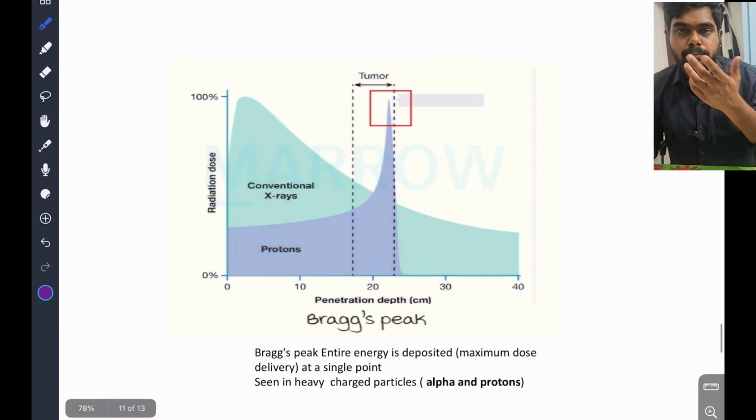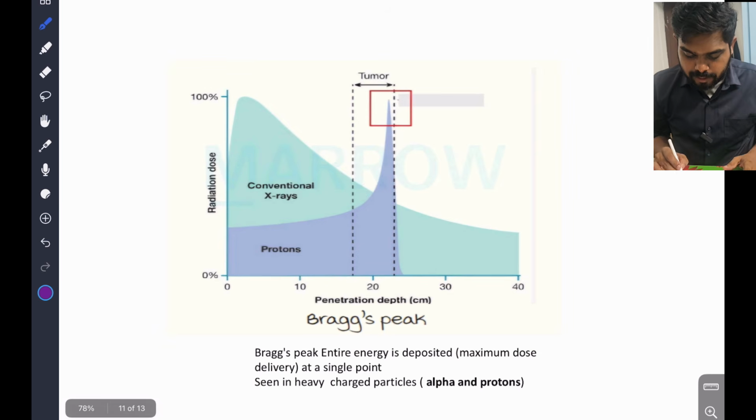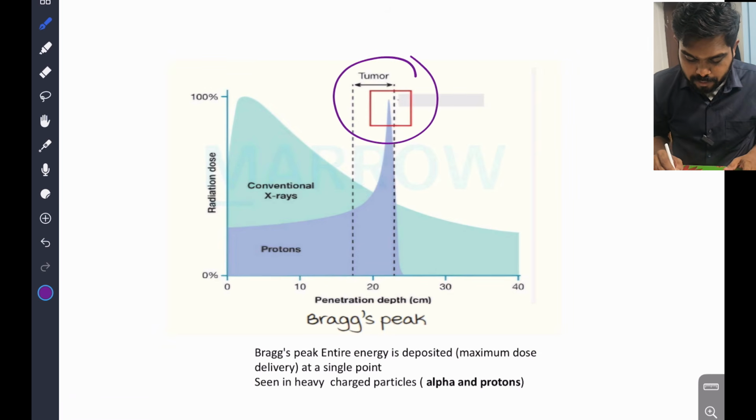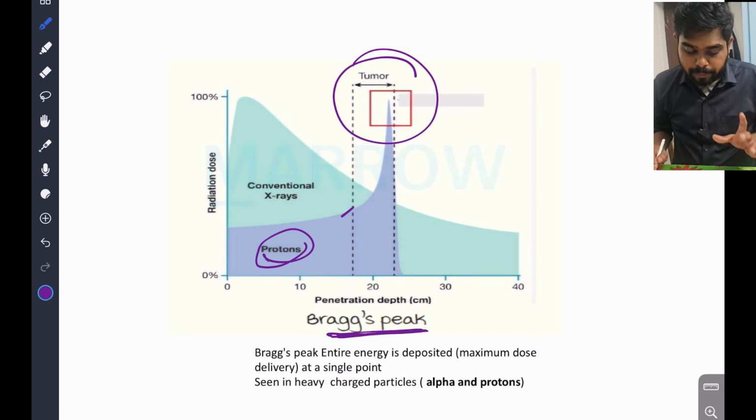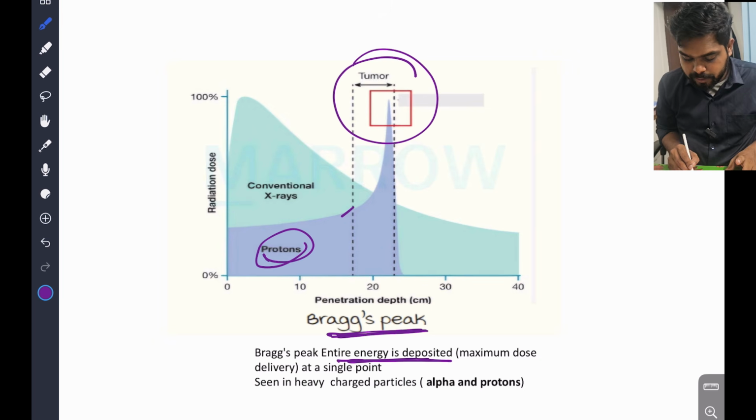So now some spotters. You can see here something. These are protons giving a peak here. This peak is known as Bragg's peak. So this is also a spotter. They will ask what is this? This is Bragg's peak. In Bragg's peak, the entire energy is deposited at a single point.